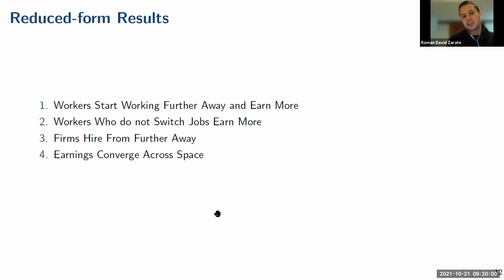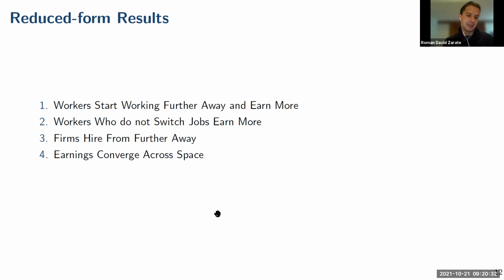The reduced form results are going to suggest that workers are going to start working farther away and they are going to earn more. But very importantly for our story of labor market power, workers who do not switch jobs but still work in the same firm are going to start also earning more. In terms of the firms, we're going to find that firms start hiring workers that are farther away. And finally, this is related to a trade literature: when there is an integration of markets, prices are going to converge across the space.